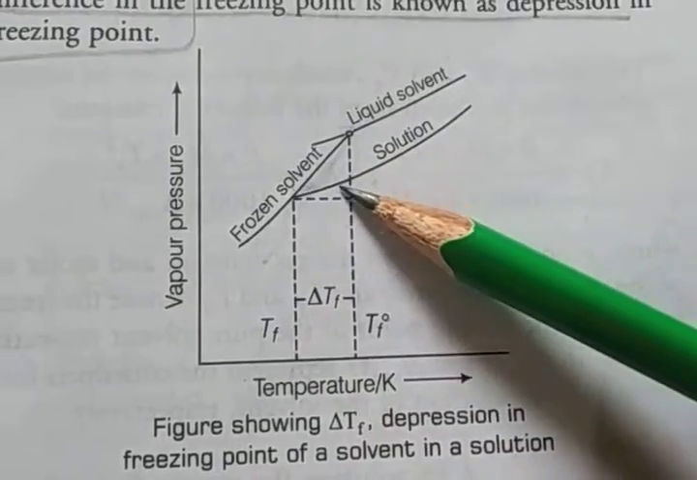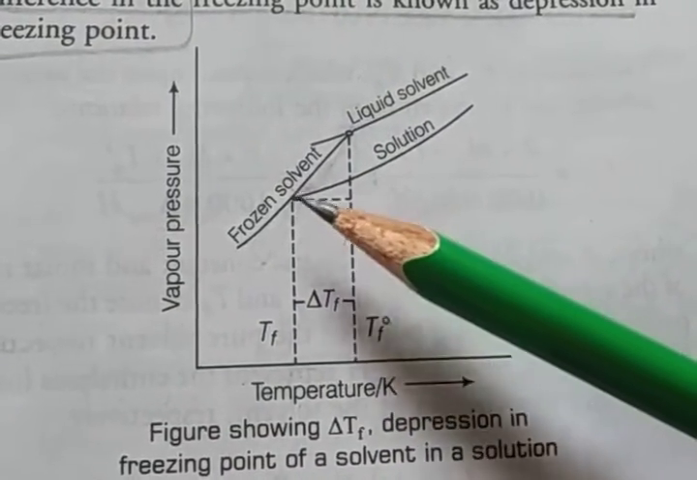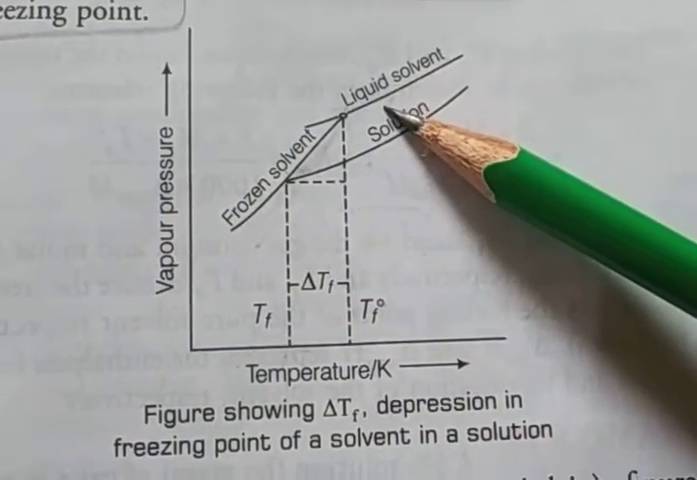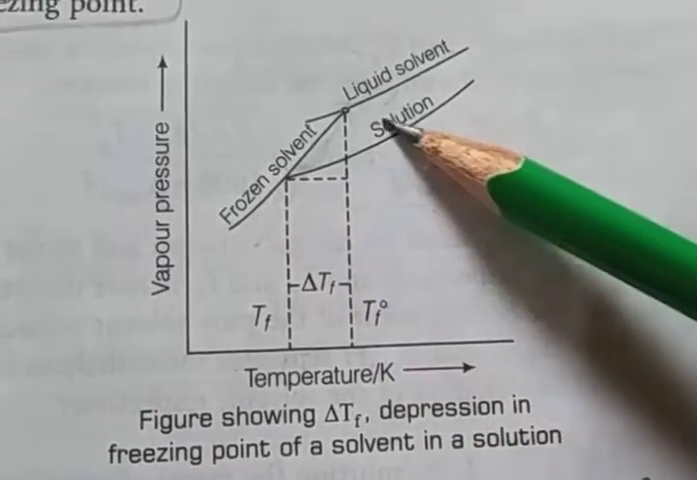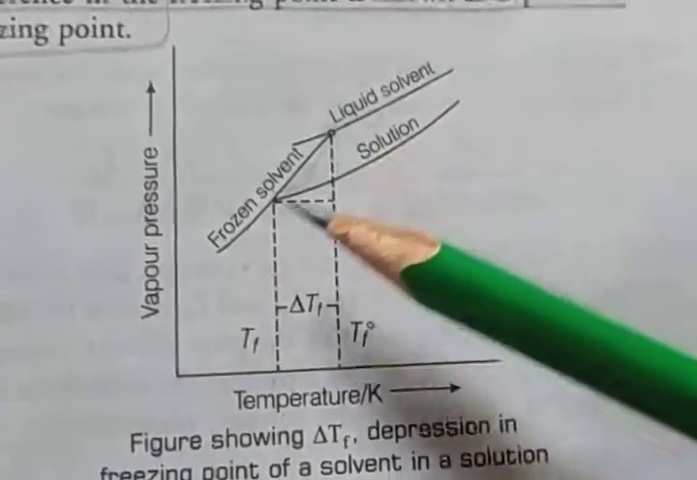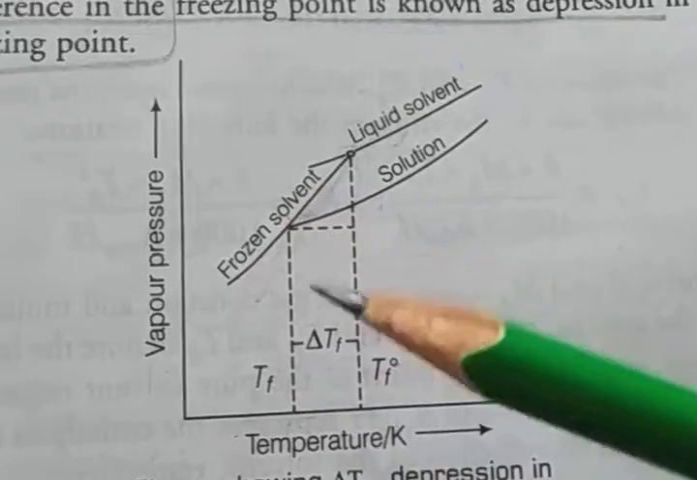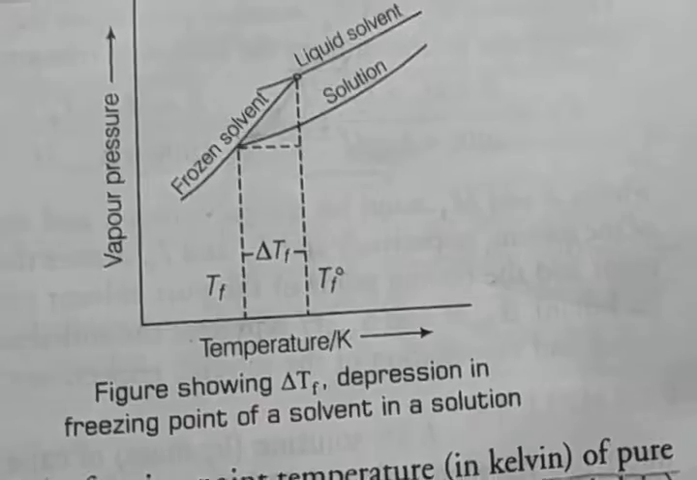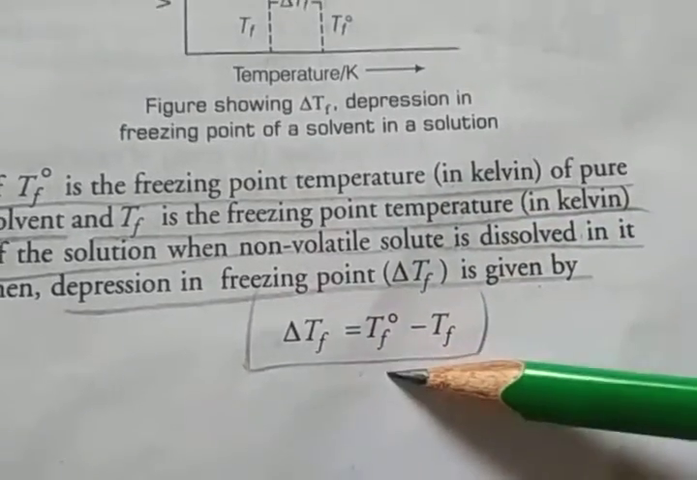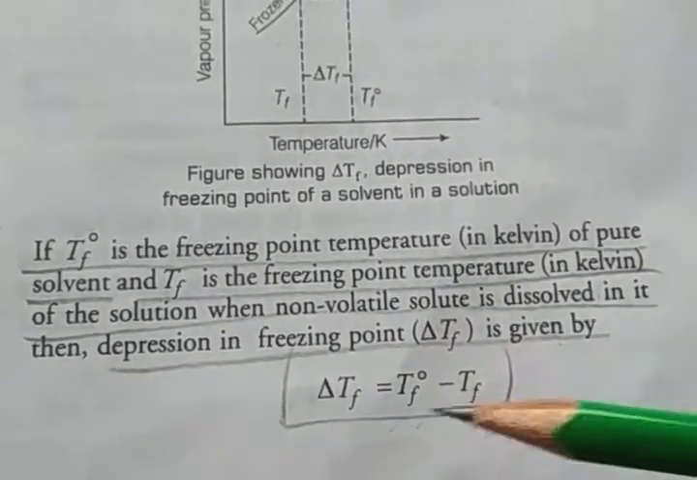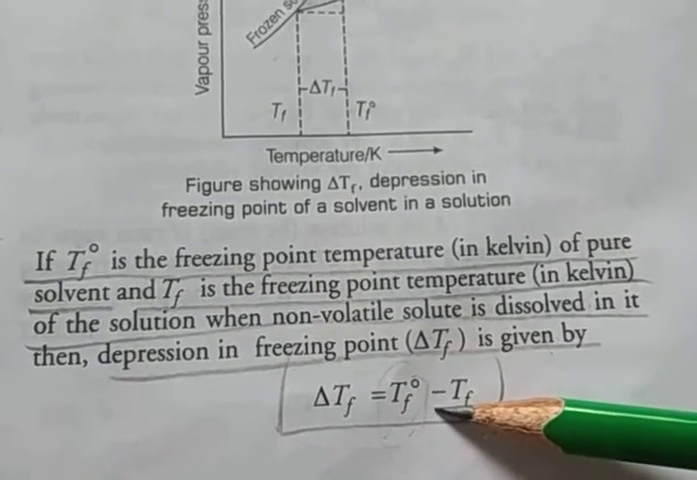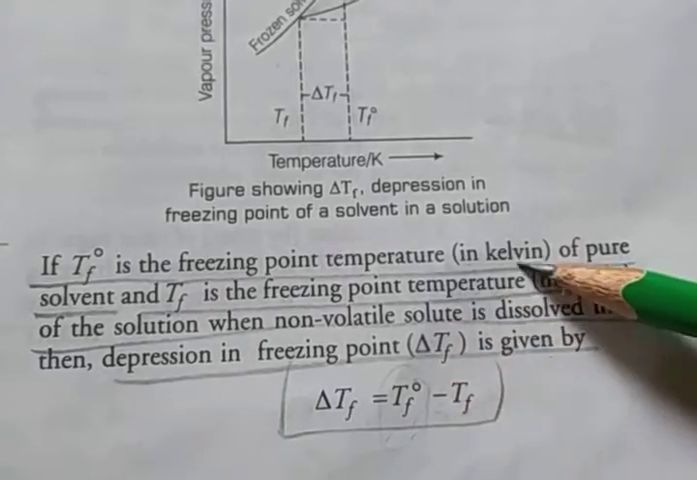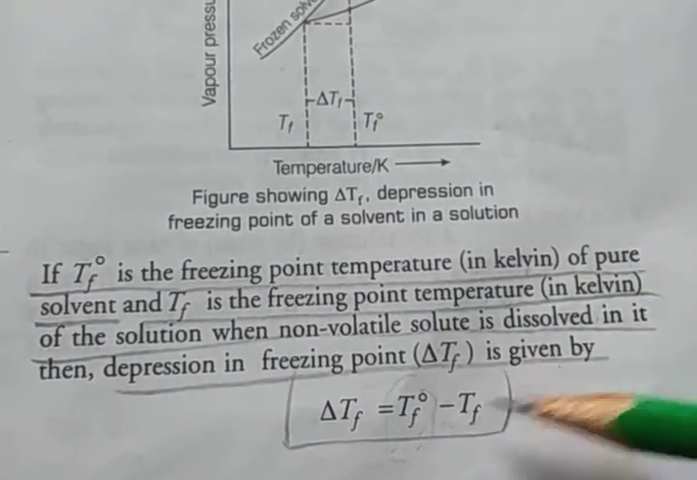So when a non-volatile solute is added to a solvent, the freezing point of the formed solution is always lower than that of the pure solvent. The vapor pressure of the solvent decreases in the presence of the non-volatile solute. The difference in the freezing point is known as depression in the freezing point. So the formula is delta Tf is equal to Tf naught minus Tf, the pure solvent freezing point minus the solution freezing point, in Kelvin.